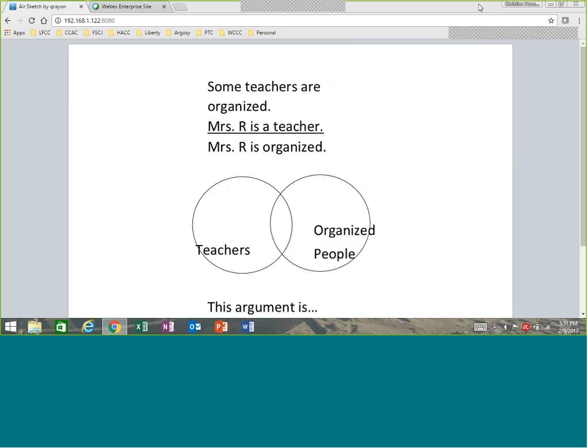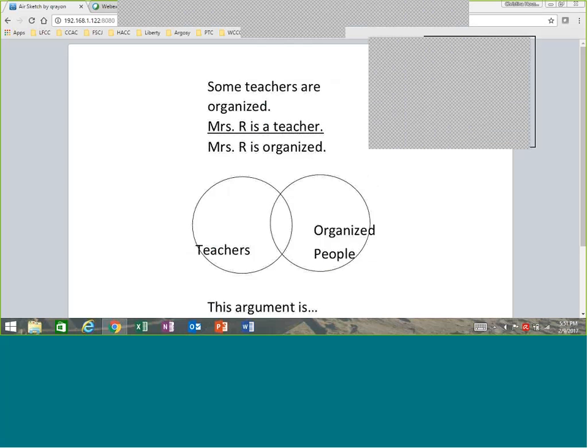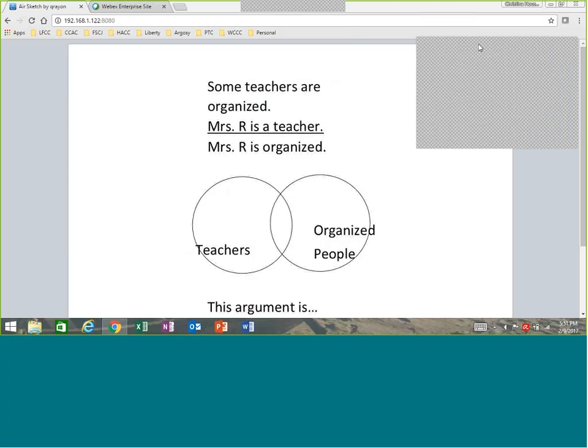Okay, so here's another example. I have the picture started. Take a look at that. Some teachers are organized. Mrs. R is a teacher. And then the conclusion would be Mrs. R is organized. And in the chat box there, put what you would think that is. Is that valid or invalid? Oh, and there's also a question about how do you know the amount of circles needed. So I'll address that as well.